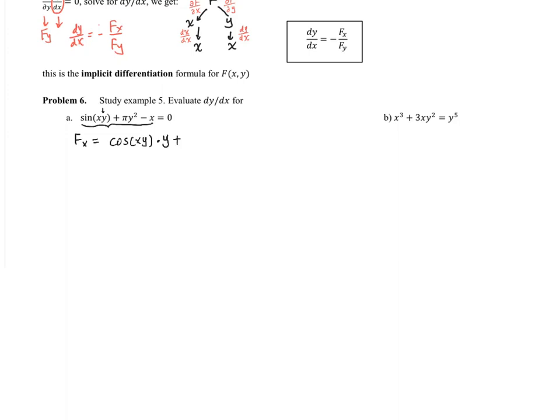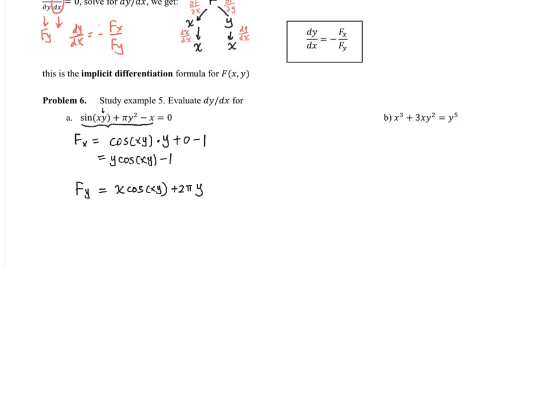Plus the second one will be 0, right? Pi y squared is going to be 0 with respect to x. So minus 1. Or you can just write this as y cosine xy minus 1. So this is fx. We still need fy. According to this partial derivative, you treat x as constant. So you have x cosine xy, and the next one will be plus 2 pi y.